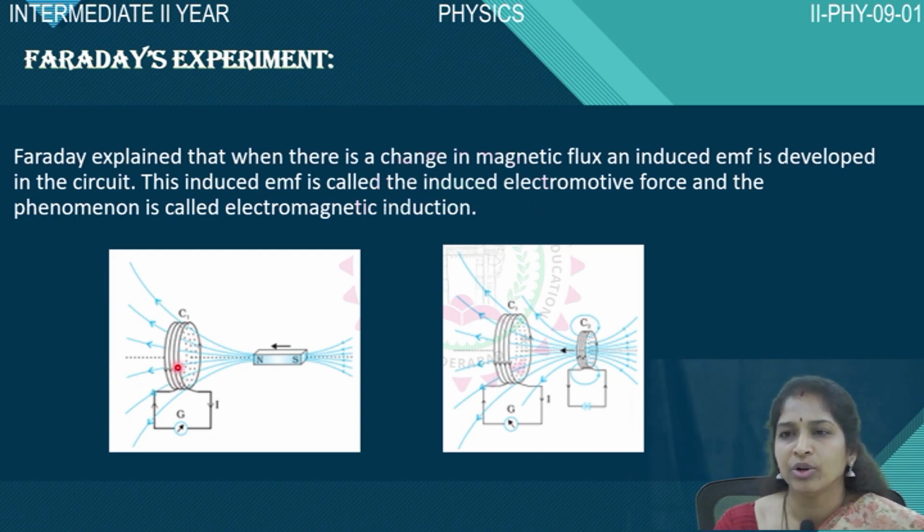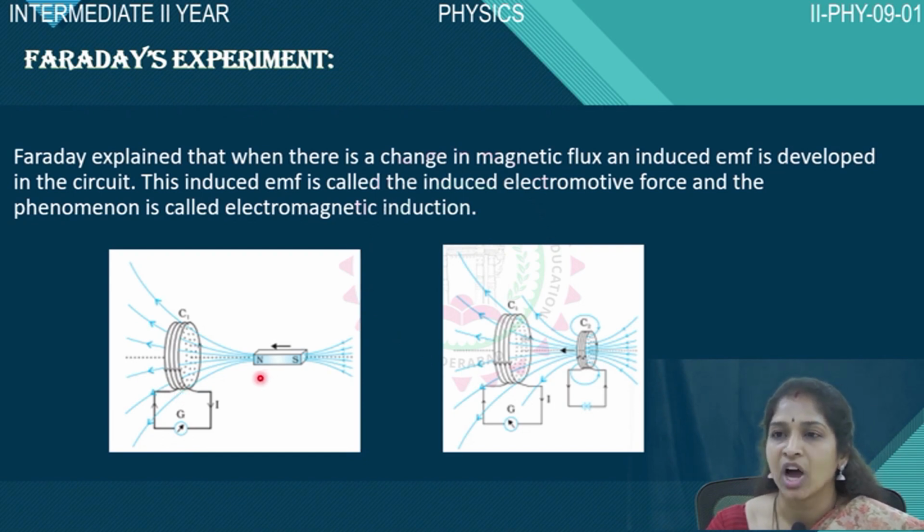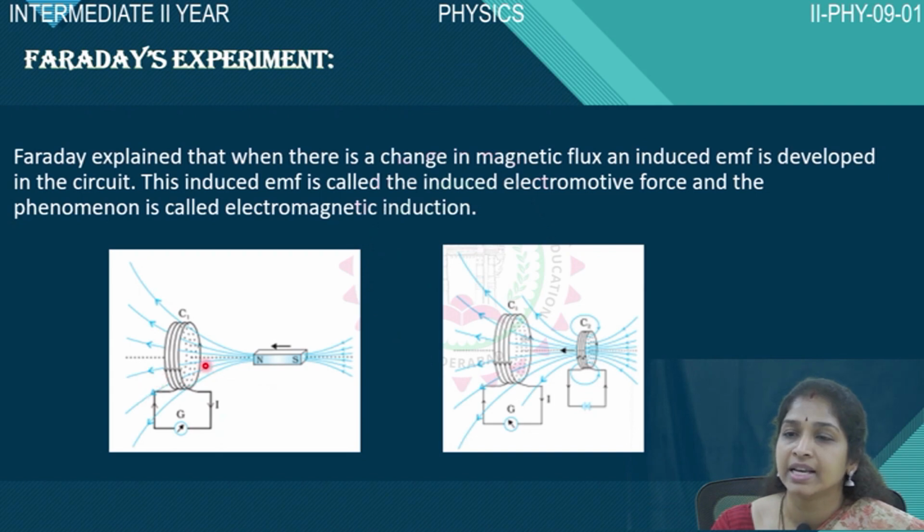In this experiment, you can see this is a coil, and this coil is connected to a galvanometer. If you observe here, there is no battery. It is connected only to a galvanometer. Now this coil is at rest, and a magnet with its north pole facing the coil is brought towards the coil. When this magnet is moving towards the coil, the number of magnetic field lines cutting across the area changes. That indicates there is a change in the magnetic flux.